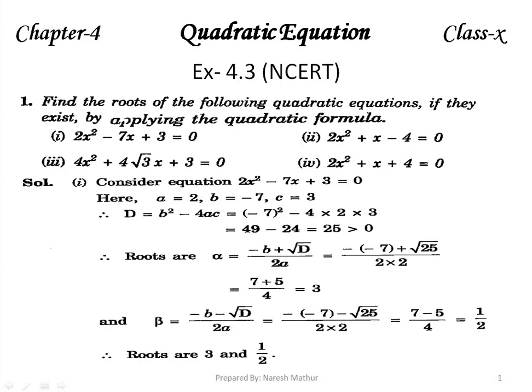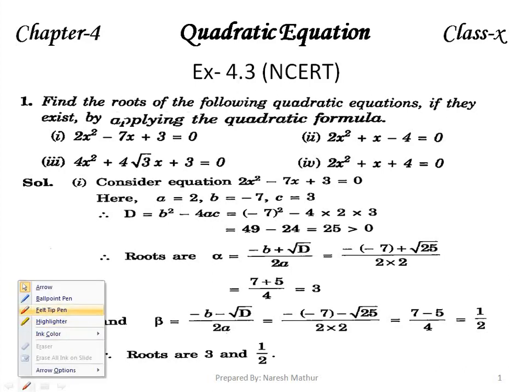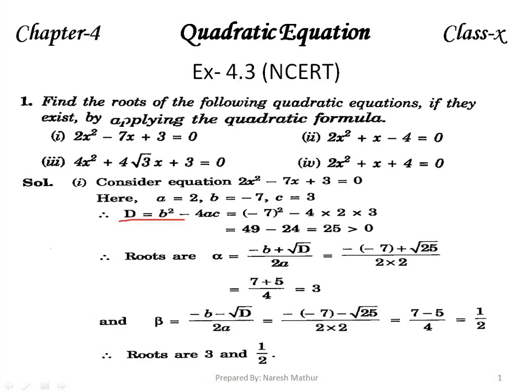Now, the quadratic formula is minus b plus minus whole square root of b square minus 4ac upon 2a. Out of this, b square minus 4ac is called the discriminant, which is denoted by d. The value of d must be greater than or equal to 0 for getting any real roots.